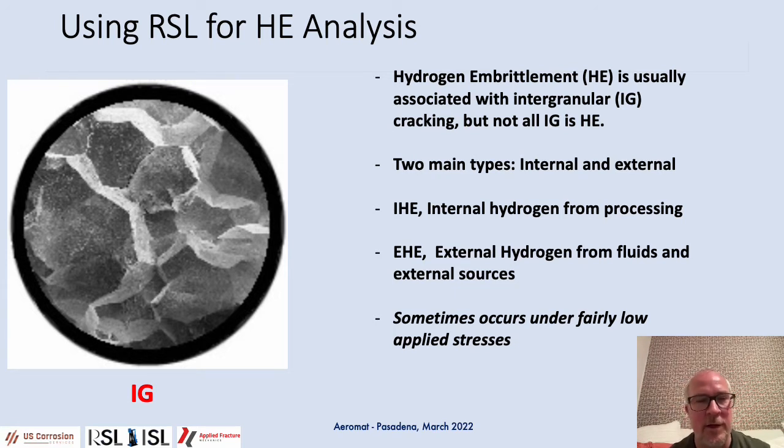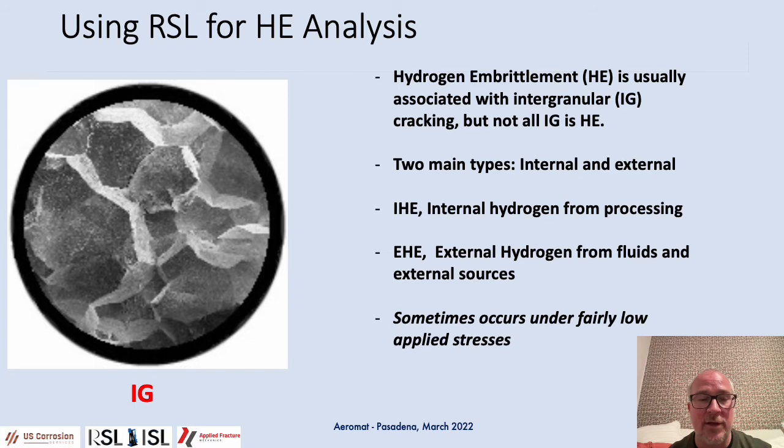And furthermore, there's two different things that occur. There's internal hydrogen embrittlement, which is what we call it when it comes from processing, coating, fabrication, and so forth before it's been placed into service. And then there's external, and that can occur from things like fluids, from external sources of hydrogen, such as gases, but it can also occur from even corrosion processes, which can generate hydrogen as they're occurring.